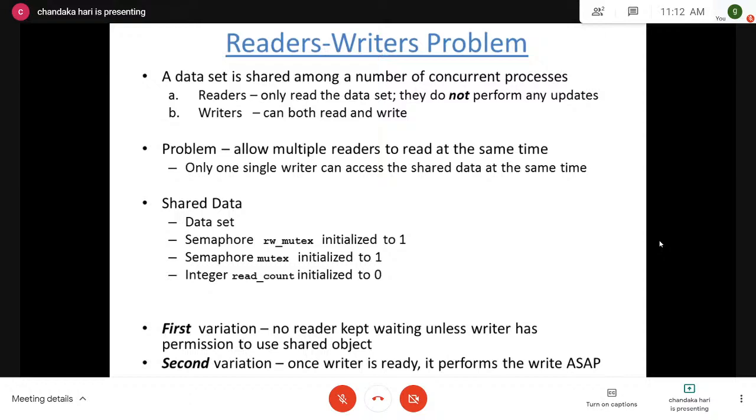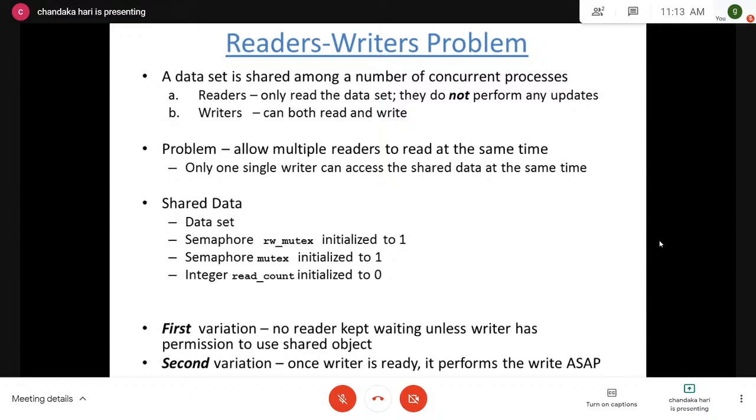So now, in order to overcome this data sharing problem, we'll take one semaphore. Read-write mutex is initialized with 1. Okay, read-write mutex, that is a mutually exclusive variable. Semaphore mutex is initialized to 1. We'll take another integer variable, read count, initialized to 0.